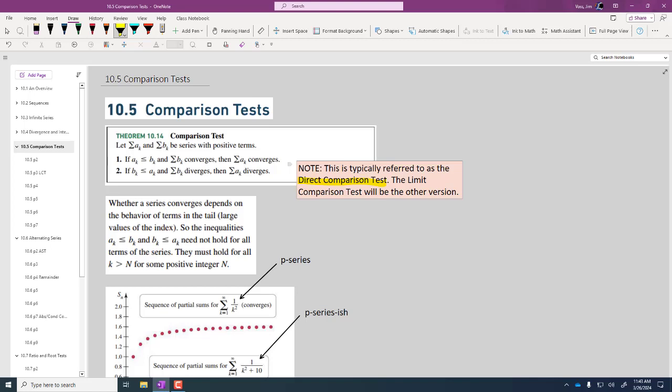So if we pick a B sub k that we know converges, 1 over k squared, for example, and we can show that the A sub k series is always less term by term, then the A sub k series must also converge.